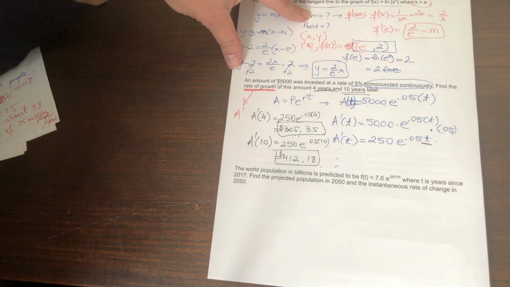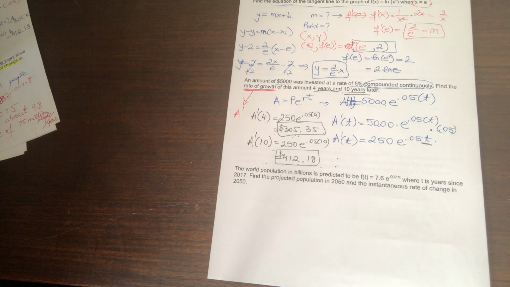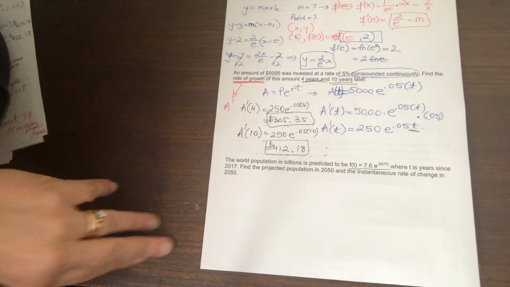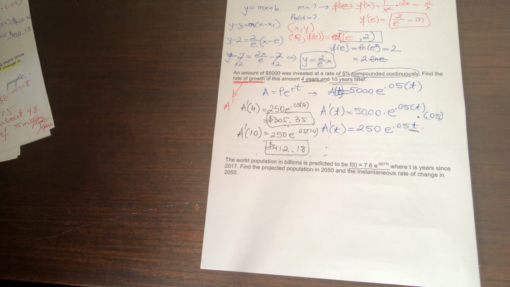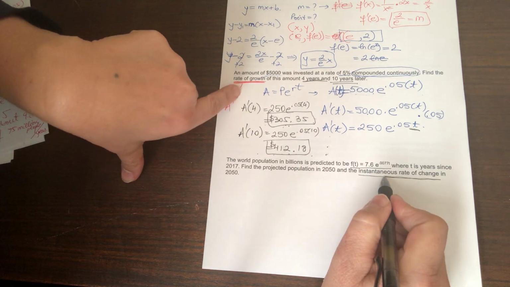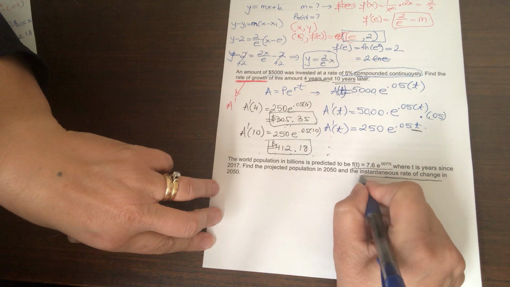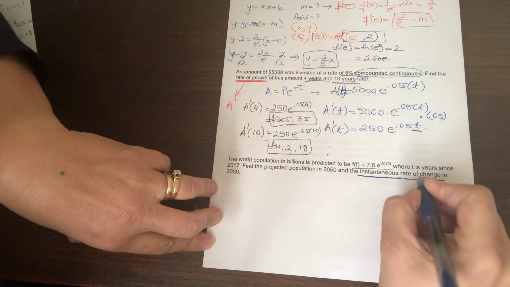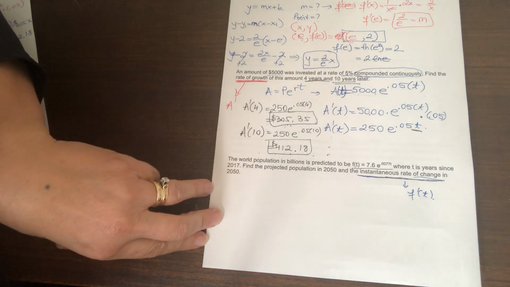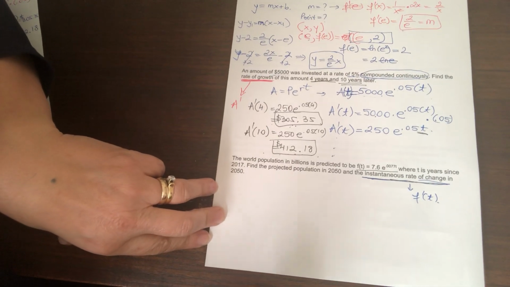Okay. It says the world population in billions is predicted to be so and so, where T is years since 2017. Find the projected population in 2050 and the instantaneous rate of change in 2050. So instantaneous rate of change, again, is the rate of change, so the rate of growth or decay, who knows. So that instantaneous rate of change, again, means to find the derivative. Okay, so the function is given. We don't have to set it up this time at all.